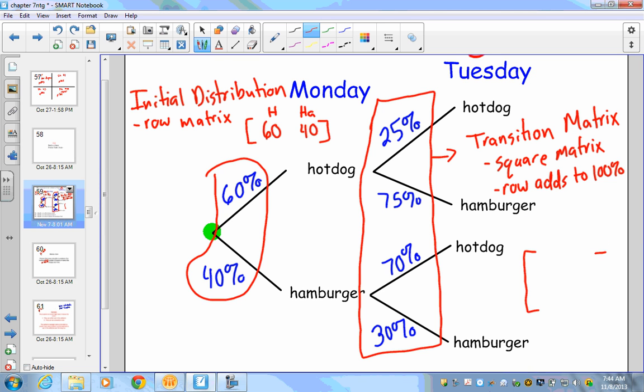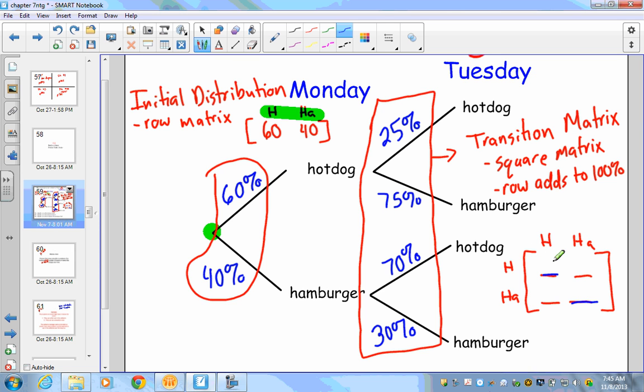I'm going to build it right here because I'm running out of room. Now remember, you need labels. Going back to our initial distribution matrix, hot dog is written first and then hamburger. We have to do the same thing for our transition matrix. So hot dog is written first across the top, and then hamburger, and it's got to be hot dog and hamburger down the column there. Now, the easiest way to figure this out is to figure out this first and then this, and everything else is pretty easy.